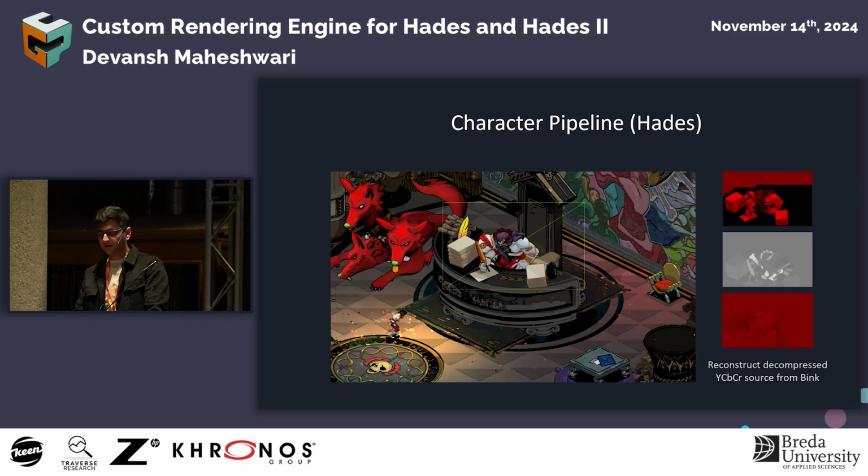So far, we talked about the environments, but a big piece of our game is the characters as well. This is a place where Hades and Hades 2 really differ. Hades actually had a very interesting and unique character pipeline where the artist would create the animations in Maya, and then they would export Bink videos, which we would just directly render in game. As you can see, this animation of Hades is actually just a texture quad, and the textures are constantly streaming to the GPU every frame.